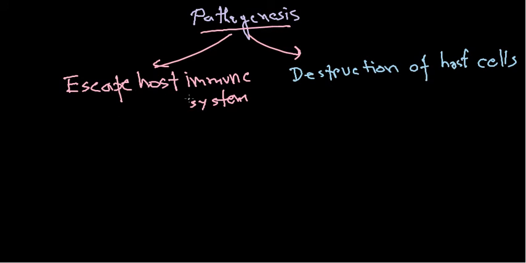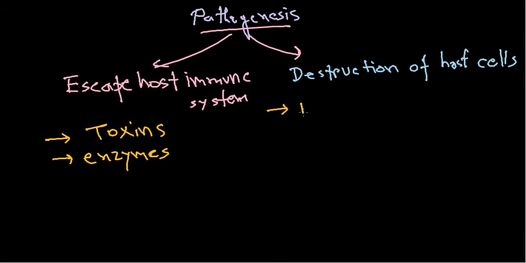Okay, now the first kind, which is the escaping of the host system, is brought about using toxins as well as enzymes. The destruction of the host cell is also brought about by certain enzymes, and the spread is brought about using some more enzymes also. So, simply enzymes, so let me write it like that.